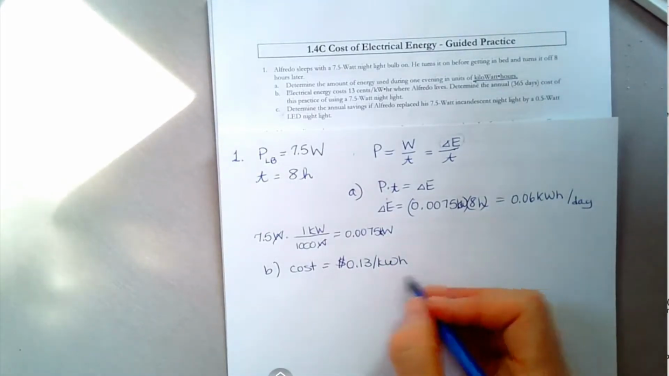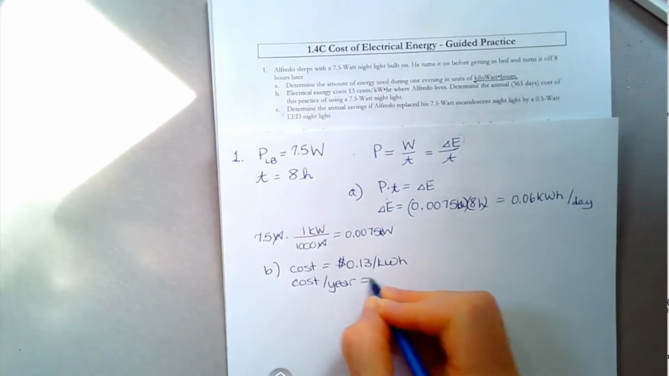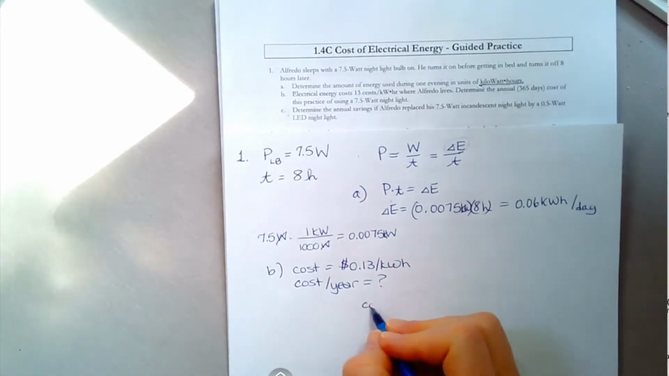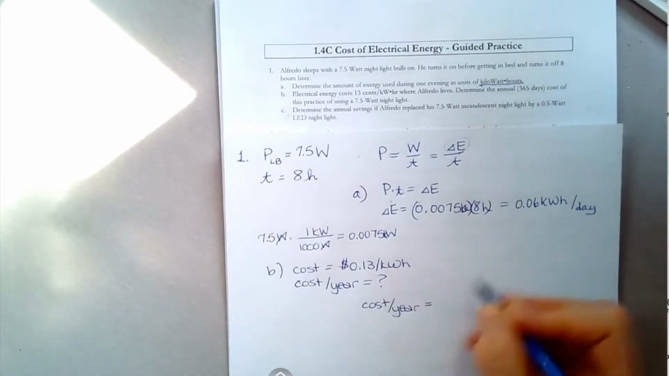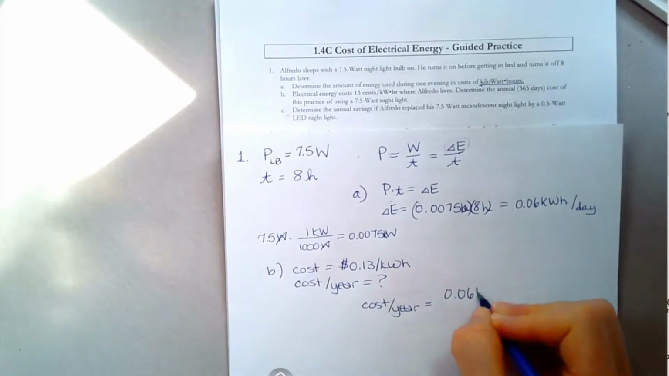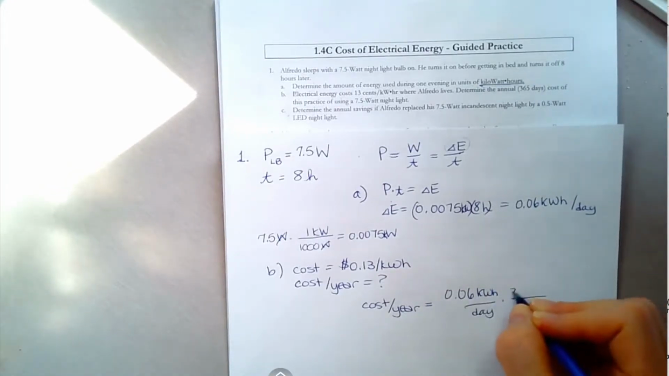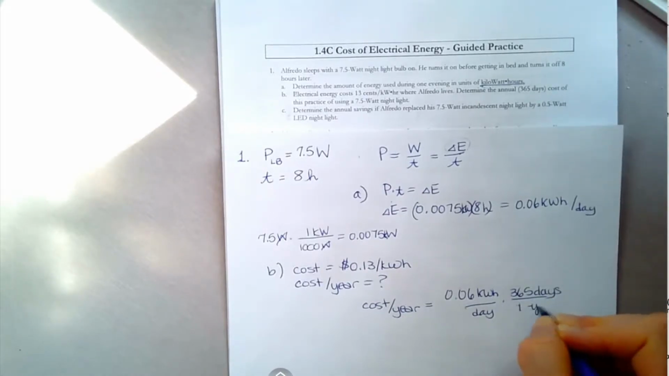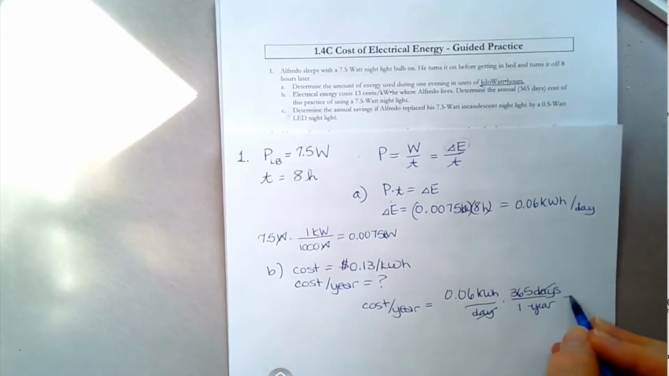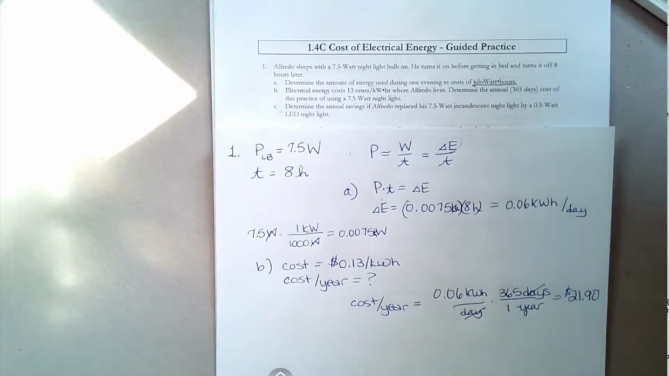So what we're looking for is the cost per year. That's our unknown. So to find the cost per year, you have to take how much you use, which is 0.06 kilowatt hours used per day, and you have to say there's 365 days per year. So then the days cancel. This is using dimensional analysis to help you figure this out. That's $21.90 per year.